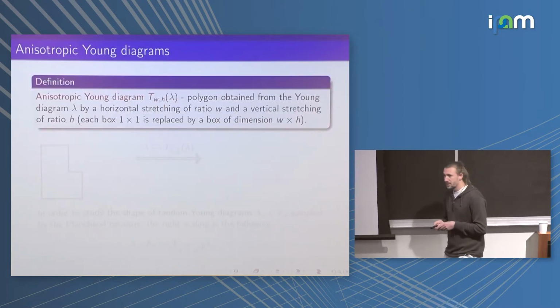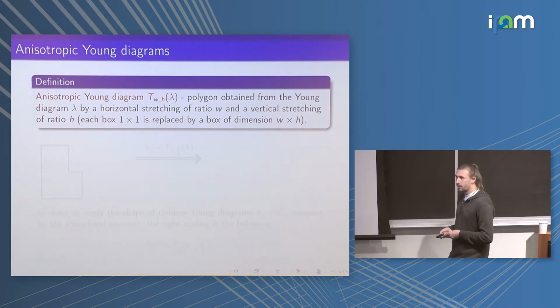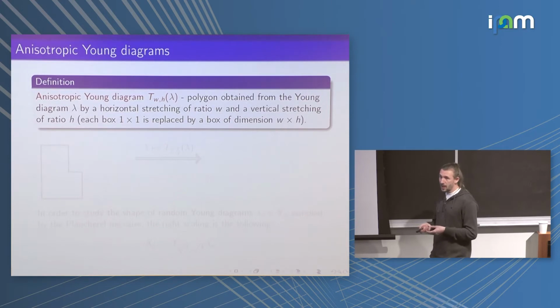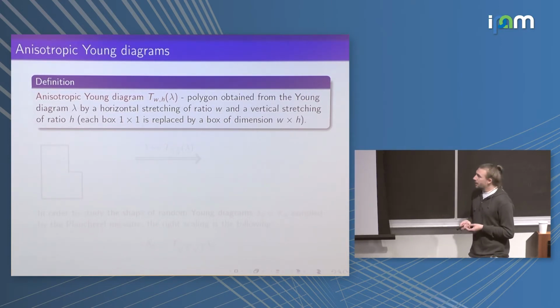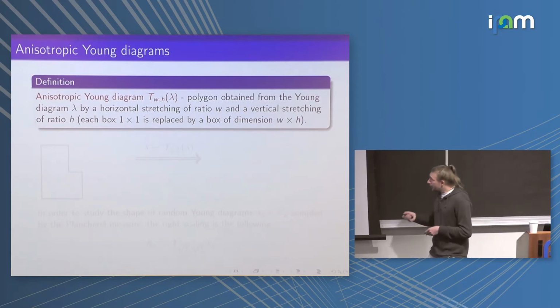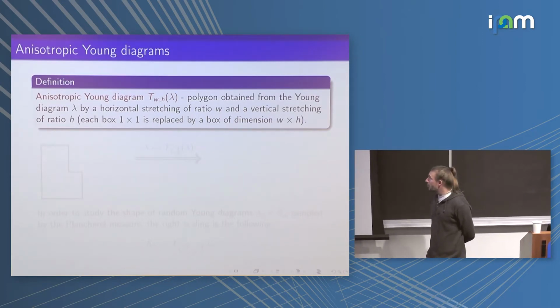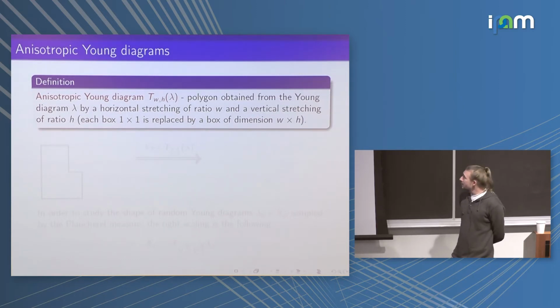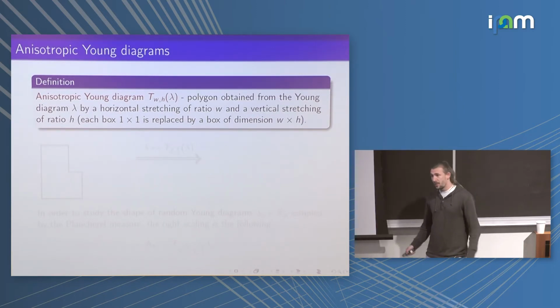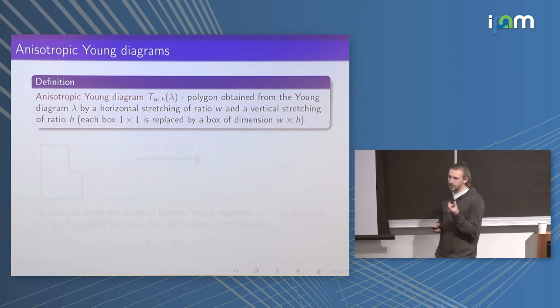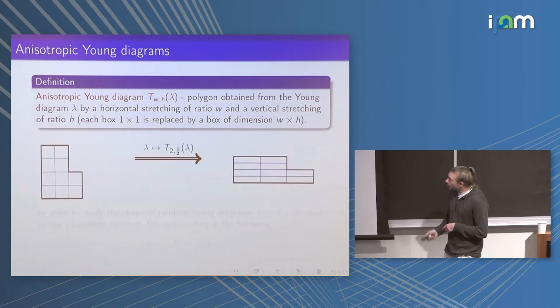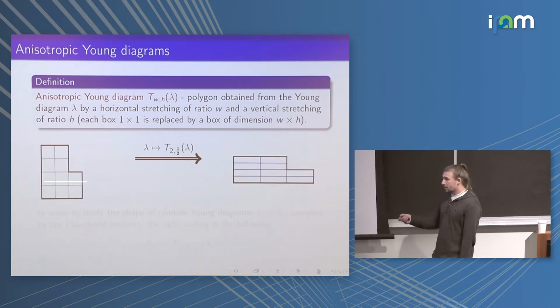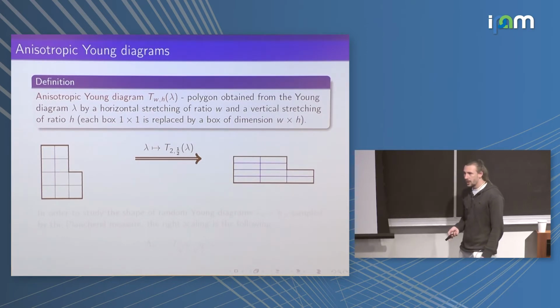So let me introduce some simple concepts to make this formulation formal. So first of all, I want to compare Young diagrams. So I have to keep their area fixed in order to do this. So I'm going to define something which is called an anisotropic Young diagram. And this is simply a polygon which is obtained from the Young diagram lambda by replacing each box of size 1 by 1 by a new box of size w times h. Okay, so here is an easy example. This is my Young diagram, and this is an associated anisotropic Young diagram.